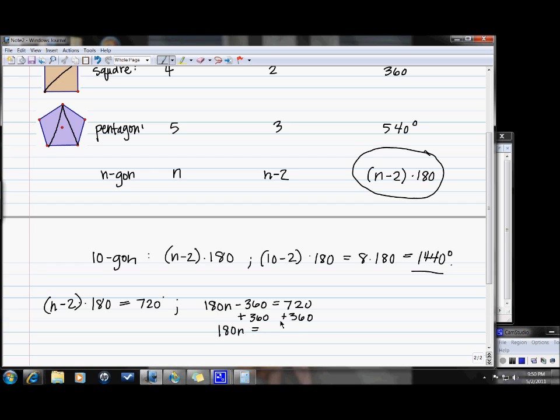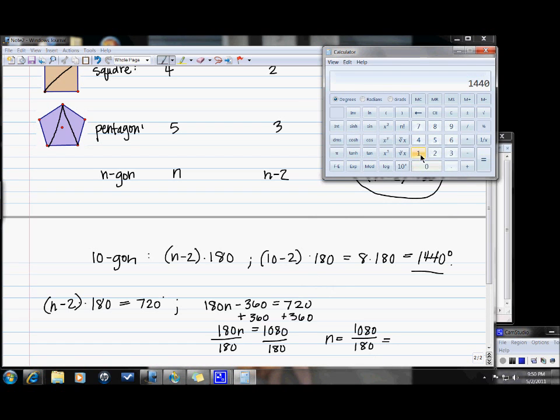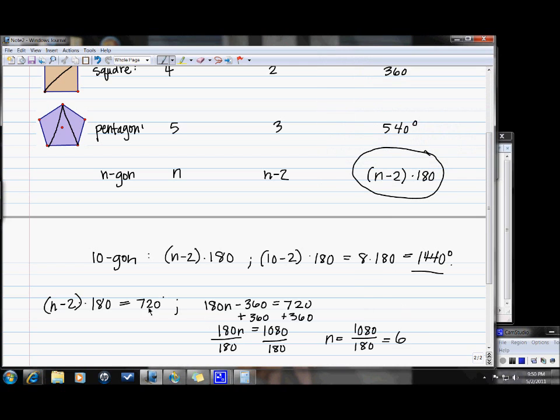And then we can divide both sides by 180 to get n all by itself. And that means n equals 1080 divided by 180, which equals 6. So if the sum of our interior angles add up to 720, we know that we're working with a hexagon with 6 sides, hexagon.